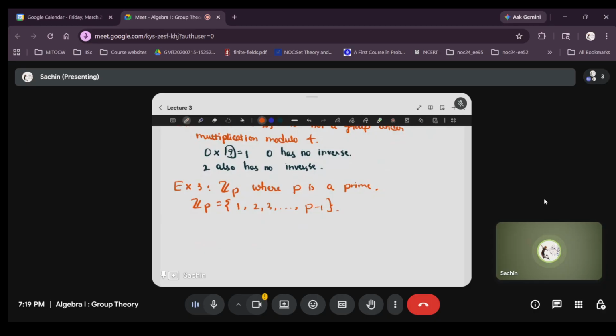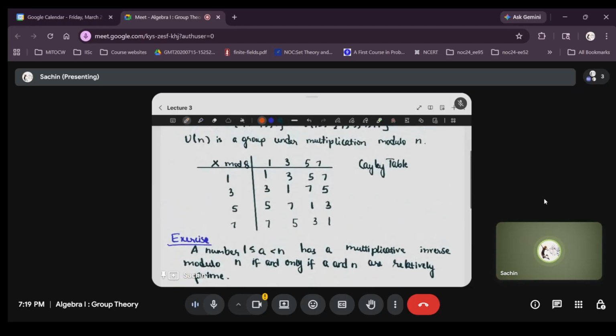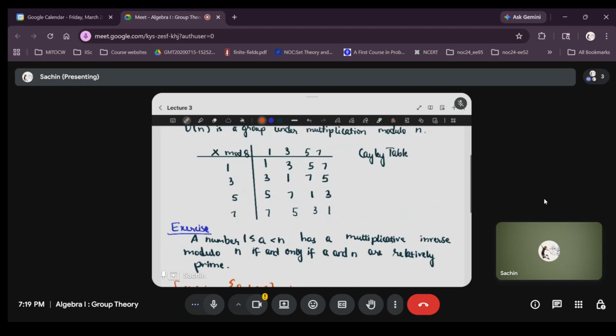We can't really say that 2 and p minus 2, 3 and p minus 3 will multiply to 1, but there will be some element less than p such that it is the inverse of 2. Again, this comes from this exercise. For any number less than n, it has a multiplicative inverse if and only if that number and n are relatively prime.